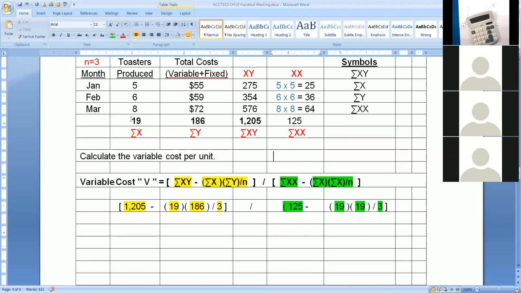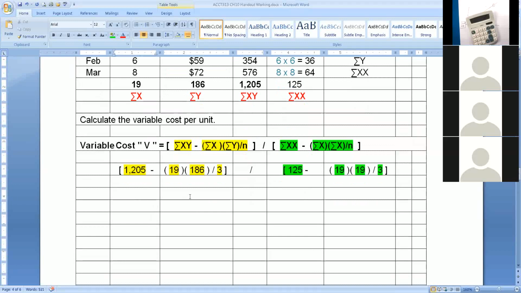So summation of x is just 19. And now we're ready to start chunking the numbers out here. Let's see, this would be a big bracket. Okay, I'm going to leave that one the way it is. I'm going to do this one all together. So if you multiply 19 times 186 and then divide by 3, so multiply and then divide by 3, you should come out with some number.